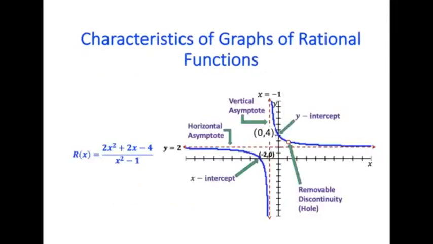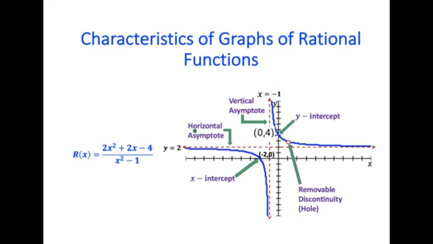Let's look now at some characteristics of graphs of rational functions. We have pictured here the rational function r of x equals 2x squared plus 2x minus 4 over x squared minus 1. And you can see the graph here in blue.